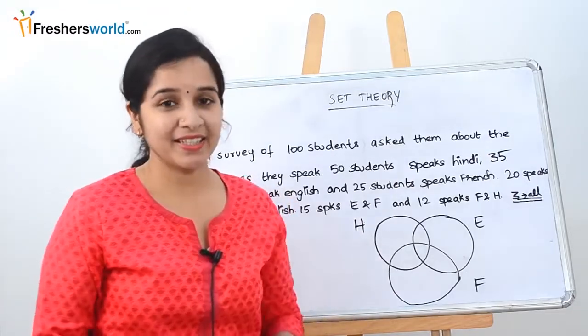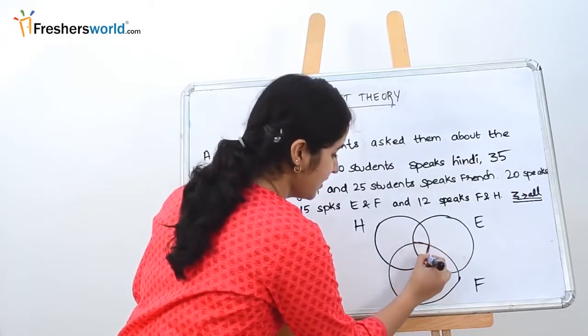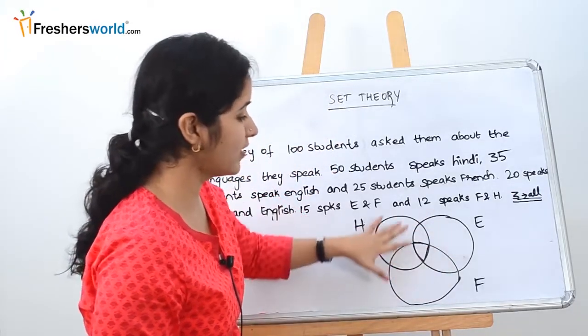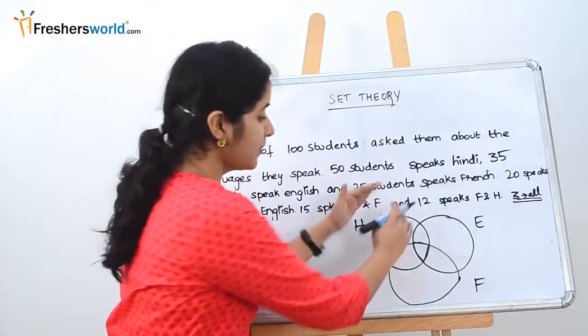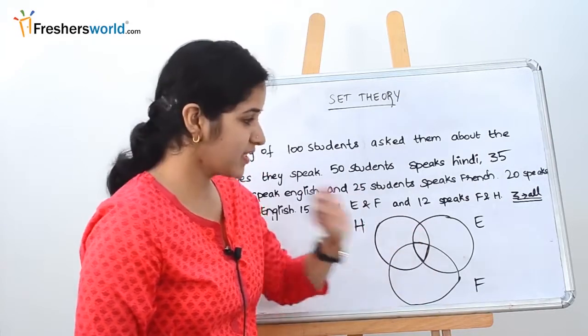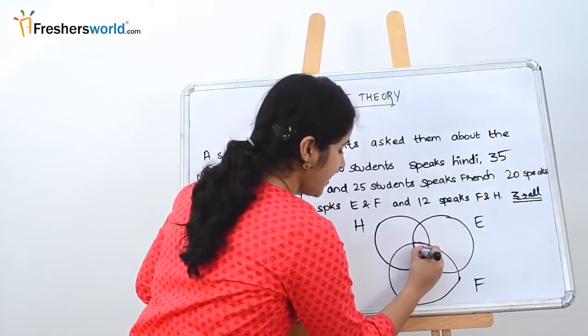So the main trick here is that you have to start from the inner circle. The inner intersection is nothing but this. You have to start filling from this intersection so that you will get all the answers. Let's say if you start filling from the huge intersection, then you will be stuck in between. So let's get started. First, they have given that 3 people speak all the 3 languages. So you put 3 directly here.